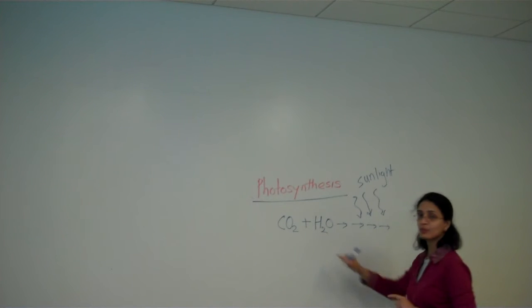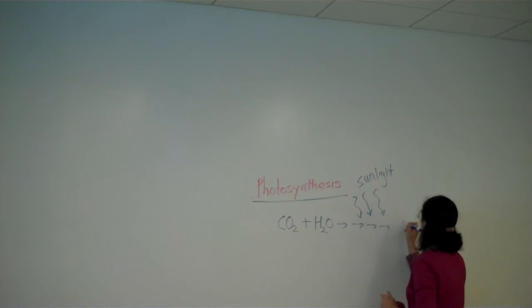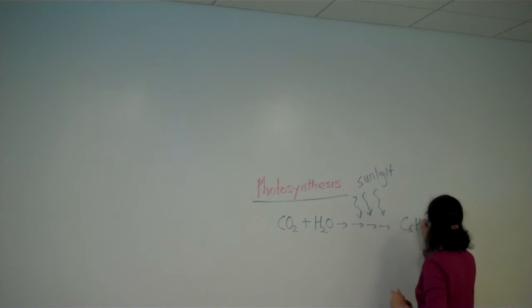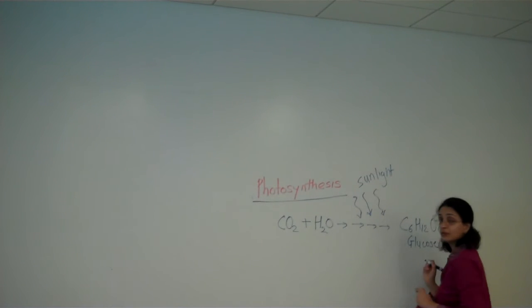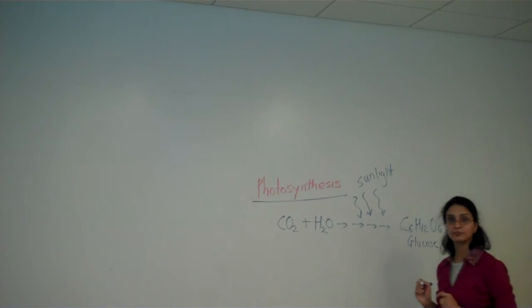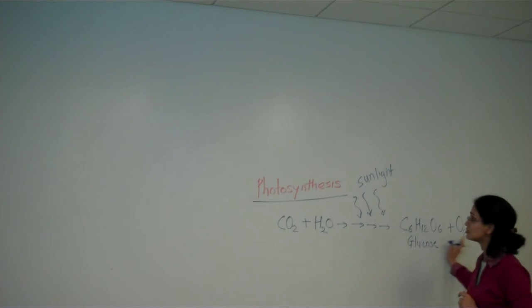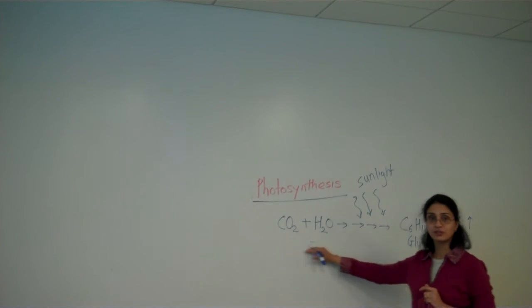and then from that they fix the carbon dioxide into glucose, which is C6H12O6, the simple sugar, and they also give out gaseous oxygen, which we basically use for breathing. So this is your overall photosynthesis reaction.